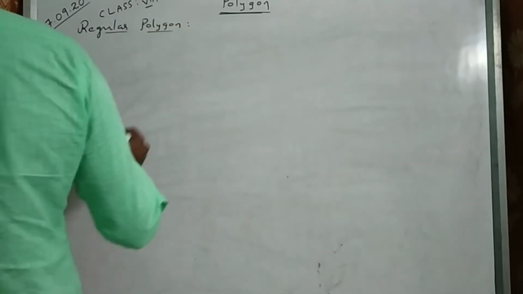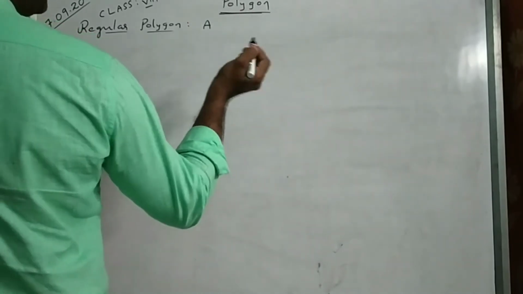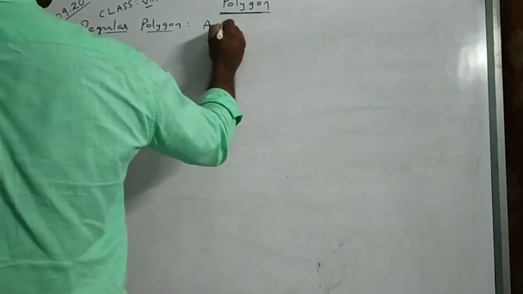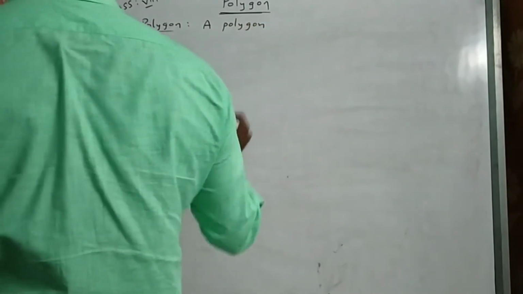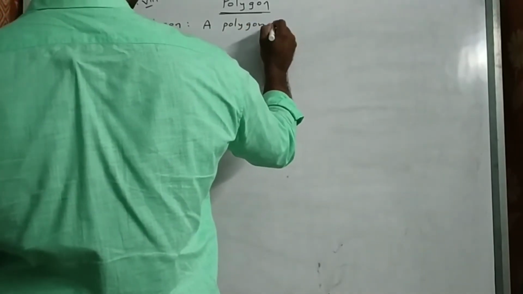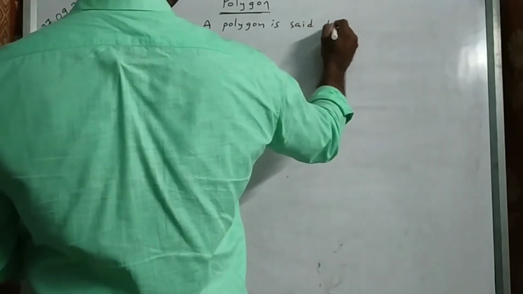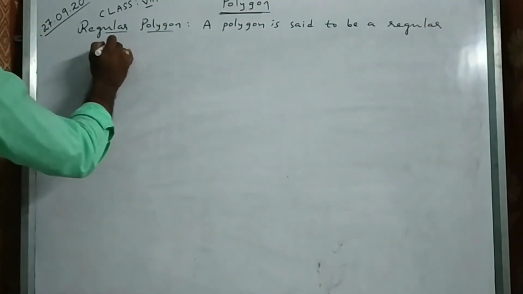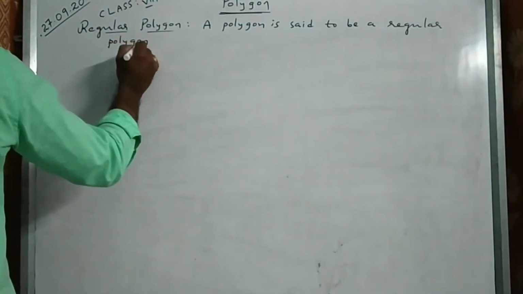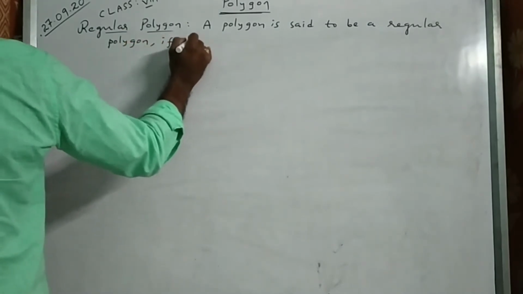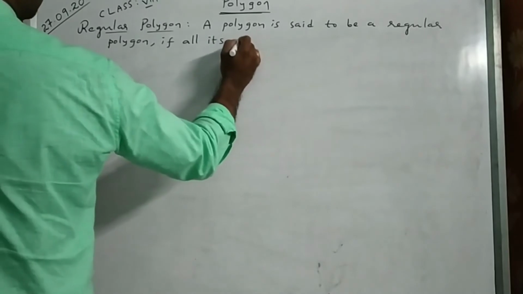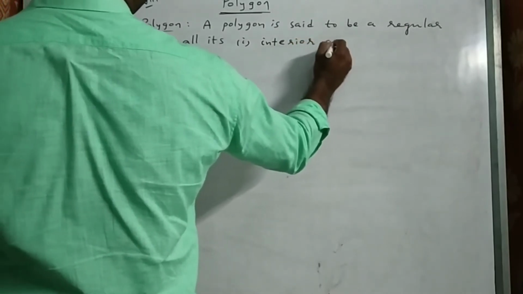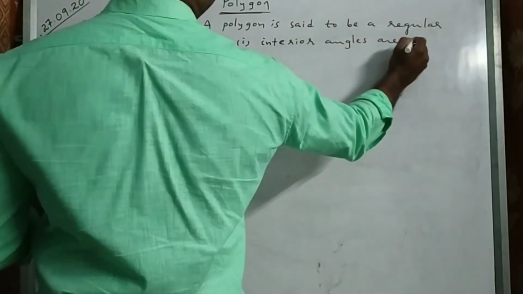Regular polygon means a polygon is said to be regular, like an equilateral triangle. An equilateral triangle is also a regular polygon. A polygon is said to be a regular polygon if all its interior angles are equal.